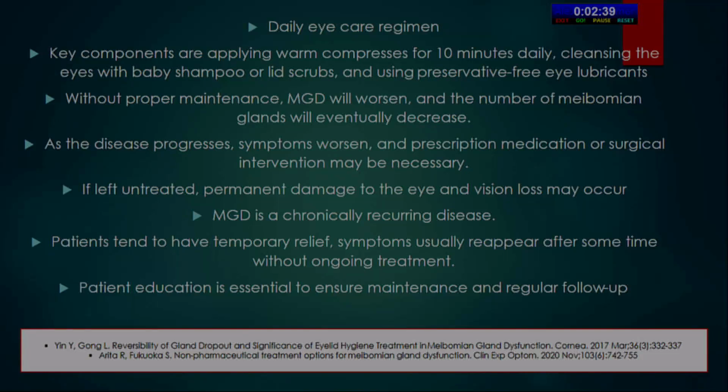The most important thing in MGD is its daily eye care regimen. That is warm compresses for 10 minutes, cleansing the eyes with baby shampoo or lid scrubs, and using preservative-free eye lubricants. Without proper maintenance, MGD will worsen and the number of meibomian glands will eventually decrease. As the disease progresses, symptoms worsen and prescription medication or surgical intervention may be necessary. There can be permanent damage to the eye and vision loss also in some cases if left untreated.